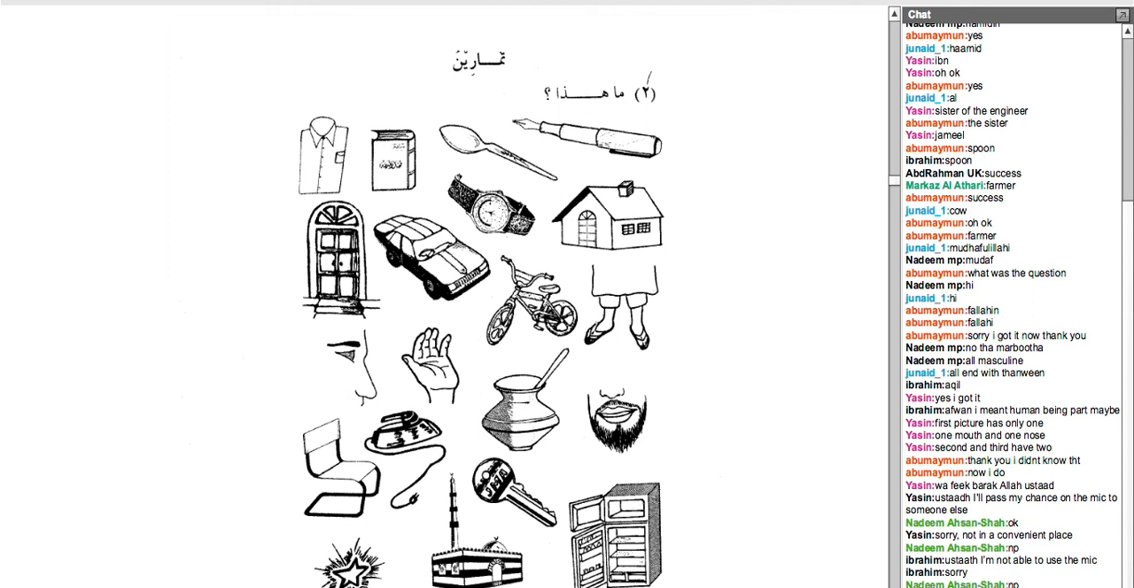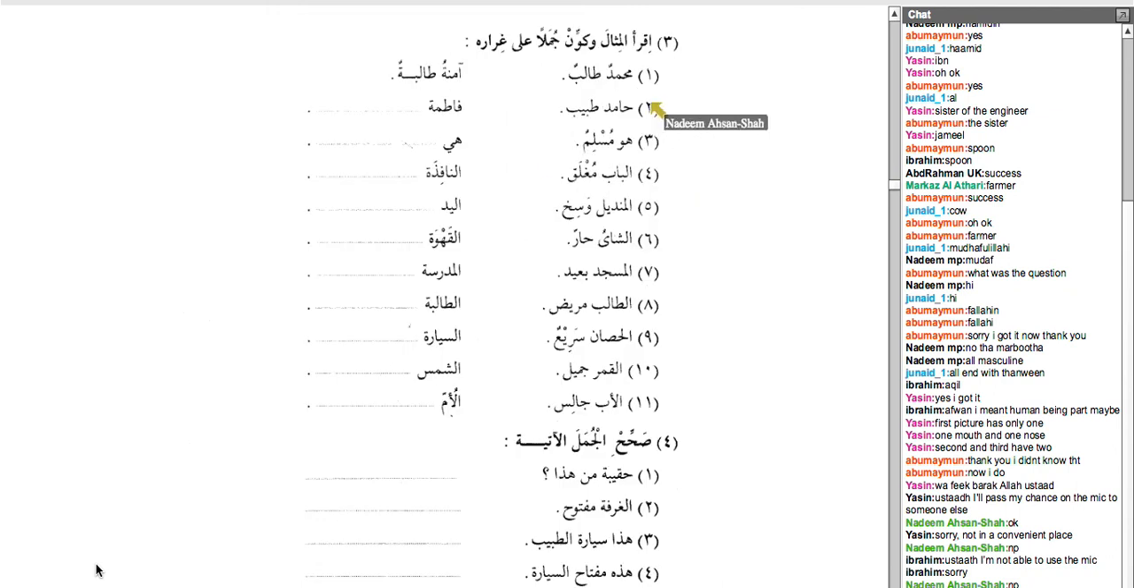Others, I want you to take advantage of this. I would like you all to do homework. According to these pictures here, I want you to write the question and the answer. And also, I would like you to read and write down this page, question number.